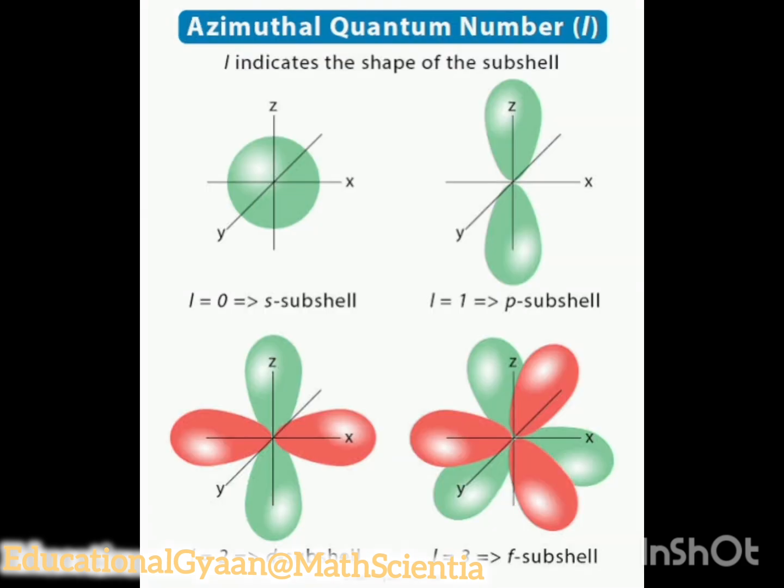Next is the azimuthal quantum number or angular momentum quantum number. It indicates the shape of each subshell and is represented by l, where l equals 0, 1, 2, 3. l equals 0 means s, l equals 1 means p, l equals 2 means d, and l equals 3 means f.